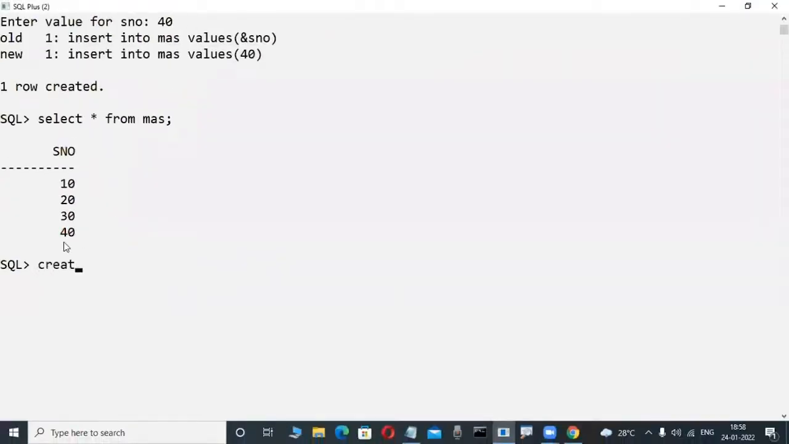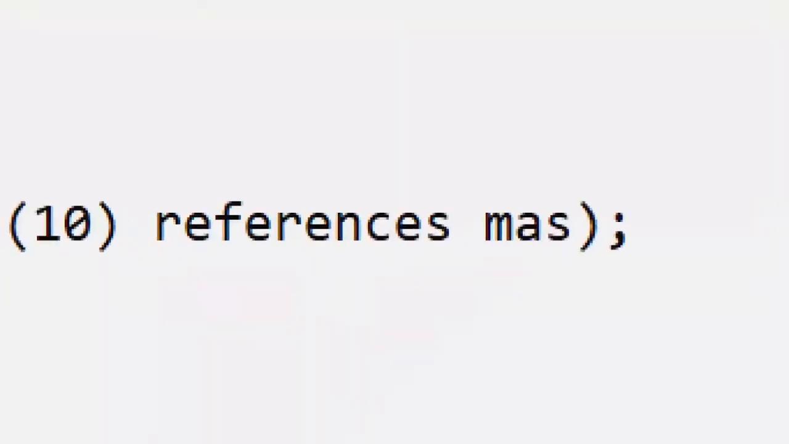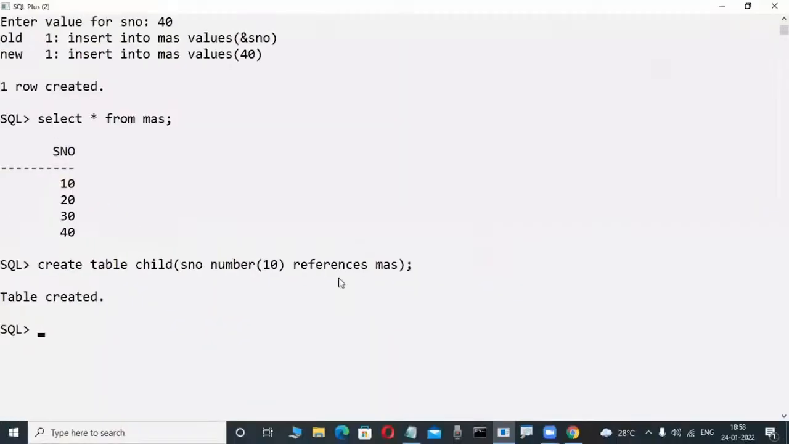Again, here I try to create a child table. In the future, you will also be creating some child and master tables. There are so many things here. Yes, some clauses are there in the future, like references and on delete cascade. Don't worry, these are all things you will see. So many clauses are there.